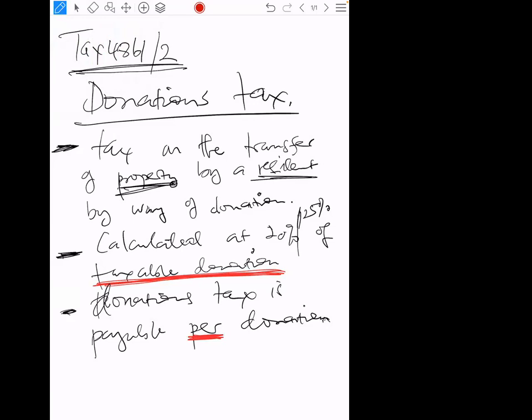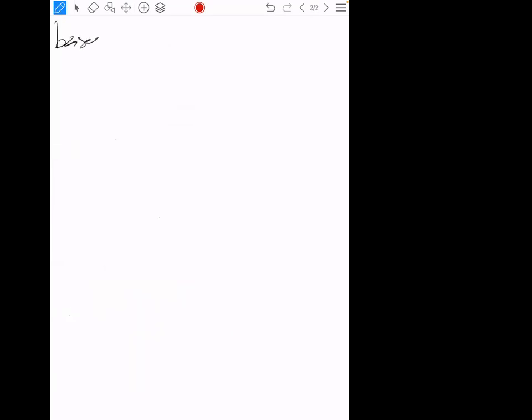And then we say that now it's a donation, remember, by way of donation, it means that you did not pay anything. So then this 20% will be based on what? That's what we need to know next. So we say the donations tax is based on the fair value, fair market value, of the property donated.